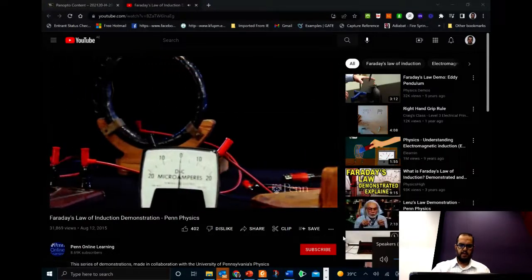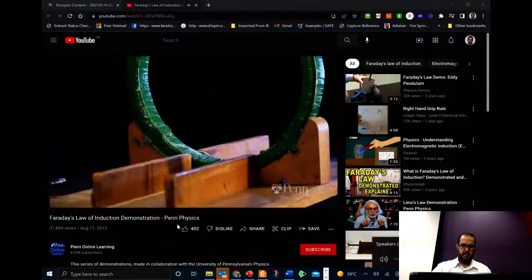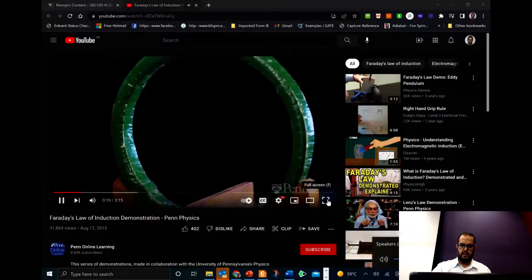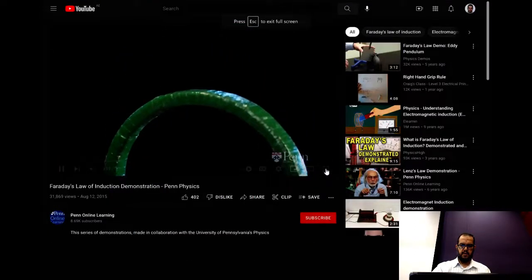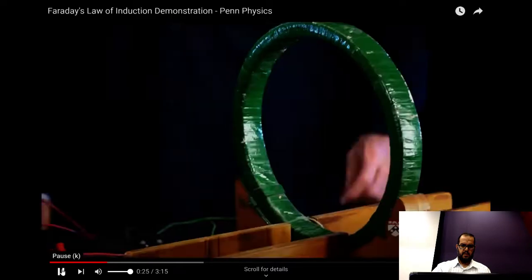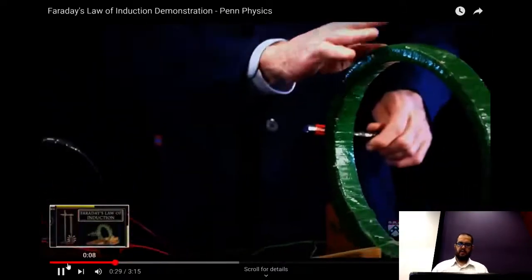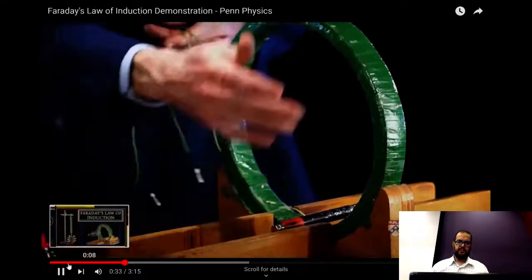We're going to have a look at Faraday's law of induction. For this demonstration, we've got a ring which consists of many turns of copper wire. Regrettably, it's covered with tape, so they're not visible. It was known that when electricity went around a conductor, it produced magnetism. People had made electromagnets before Michael Faraday came along.